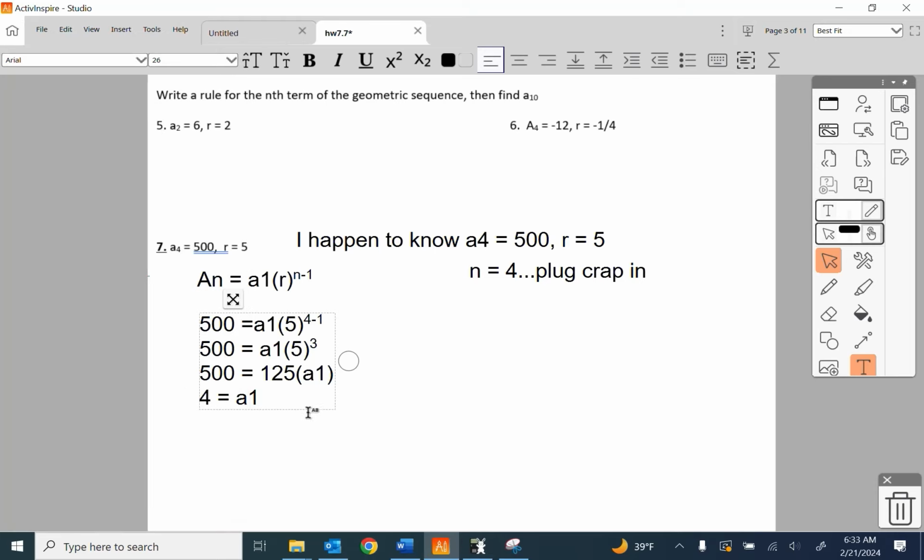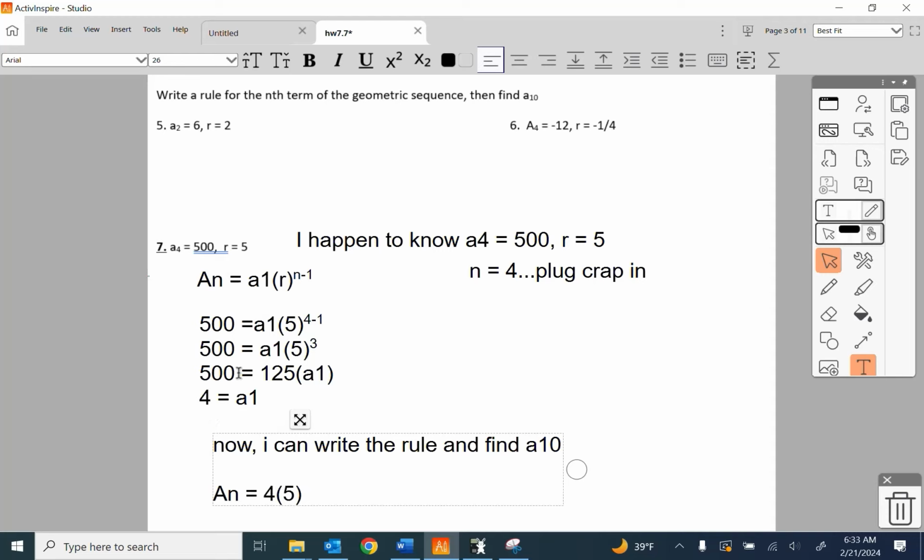Usually I can. So now I can write the rule and find a sub 10. The rule would be that the nth term is the first term of 4 times the ratio of 5 raised to the n minus 1 power. And since I want a sub 10, I'm just going to plug a 10 in.